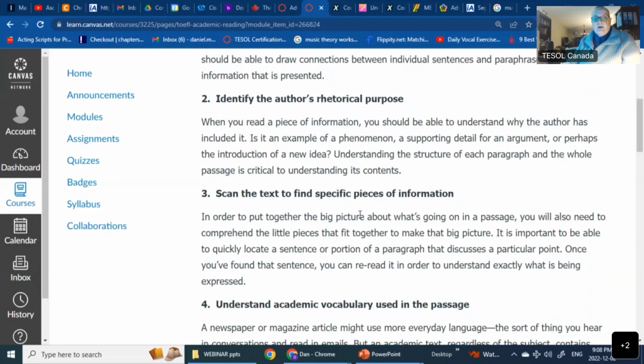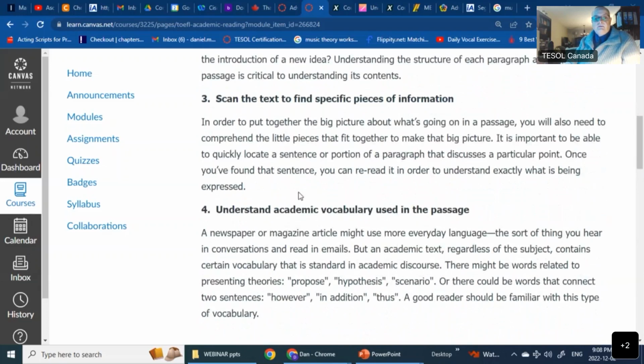Scan the text to find specific pieces of information. In order to put together the big picture about what's going on in a passage, you will also need to comprehend the little pieces that fit together to make that big picture. It is important to be able to quickly locate a sentence or portion of a paragraph that discusses a particular point. Once you've found that sentence, you can reread it in order to understand exactly what is being expressed.